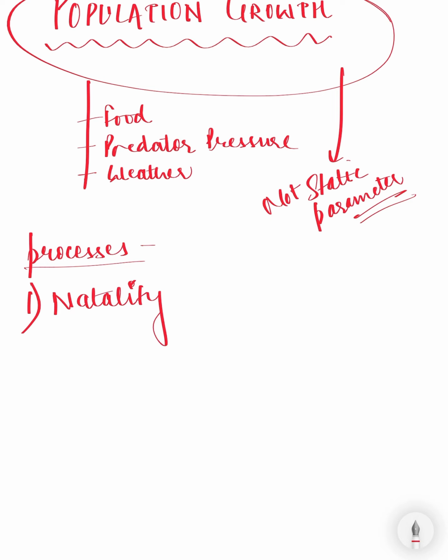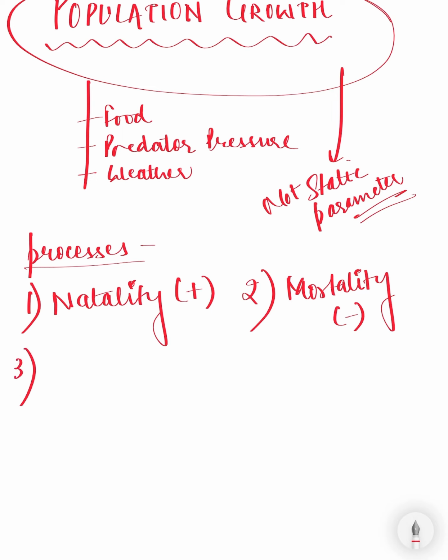Natality means the number of births during a given period of time. It generally increases the population. Second process is mortality. Mortality means the number of deaths in a given period of time. So when people are dying, it has a negative impact on the population growth.